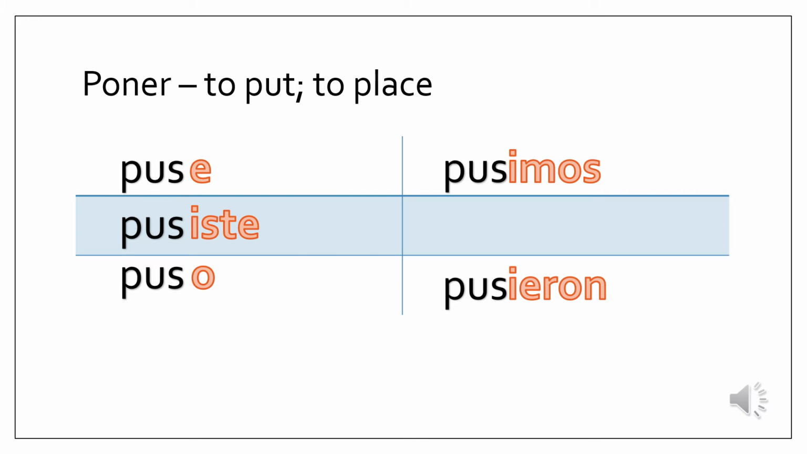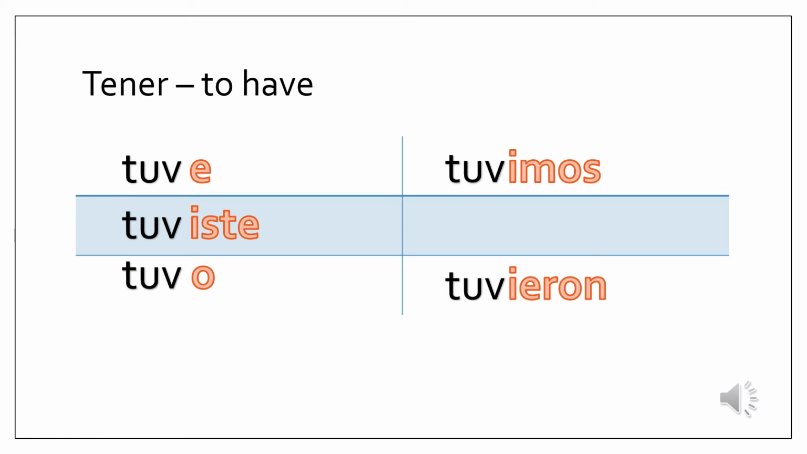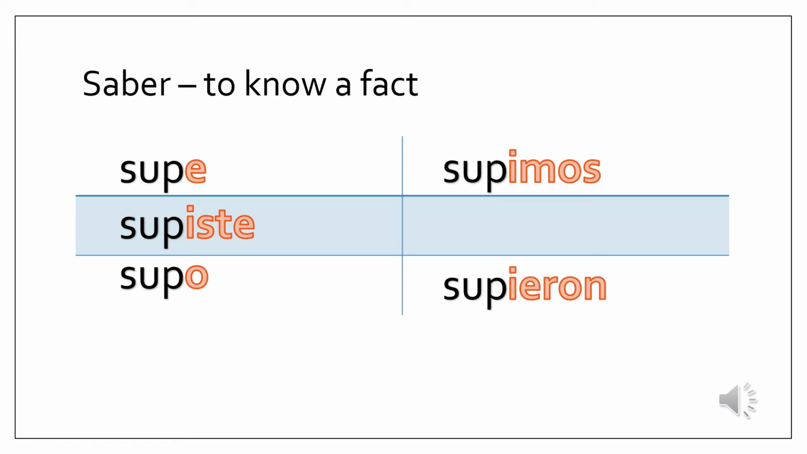The correct forms of poner in the preterite are puse, pusiste, puso, pusimos, pusieron. Tener in the preterite is tuve, tuviste, tuvo, tuvimos, tuvieron. Saber in the preterite is supe, supiste, supo, supimos, supieron.